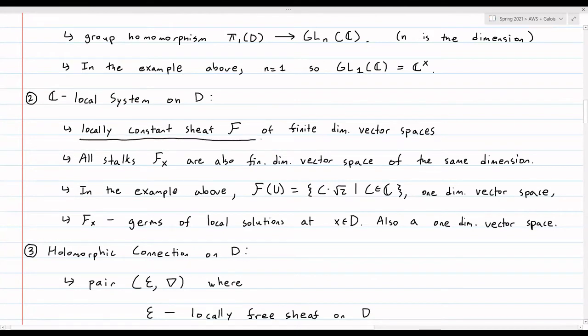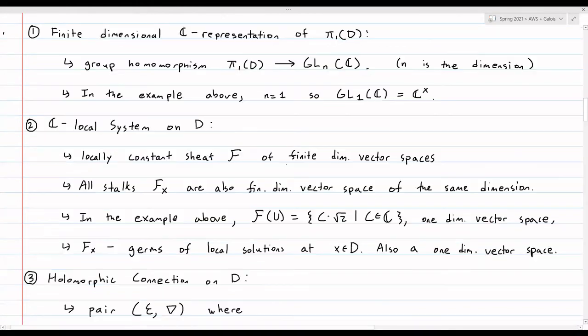This is a locally constant sheaf F of finite dimensional vector spaces. The stalks of this local system are also going to be finite dimensional vector spaces, and each stalk is going to have the same dimension. This common dimension is also called the dimension of the local system. In our example above, the object in the category of local systems is a sheaf of finite dimensional vector spaces. For each open subset of my domain, I assign a finite dimensional vector space: the vector space of local solutions of my ODE on that open set. So the square root of D is interpreted as a function on this open set U, and this is a one-dimensional vector space. So this is a complex local system on D.